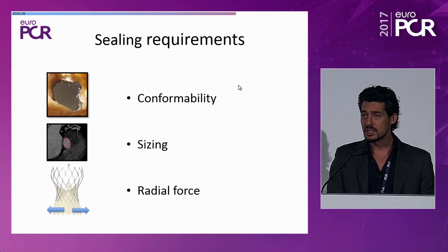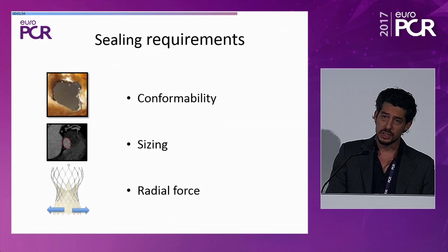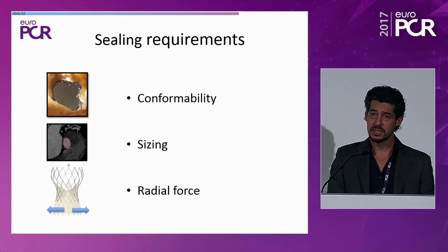So just some thoughts about sealing when you speak to engineers and when you think about how valves seal. There are three major things to think about. One is conformability, so you want a valve that's going to conform to the anatomy. That can happen not only with the nitinol frame, but also if you have a particular skirt.